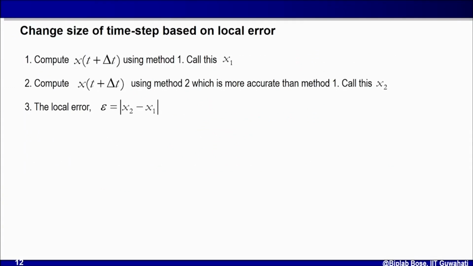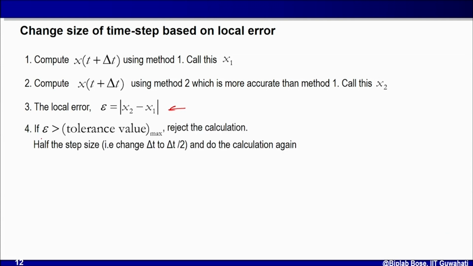So what I do, I have computed the error, then I use a logic. If this error is bigger than the maximum value of tolerance, that means the error is bigger than the error I will accept, I reject the calculation. I say this delta t is not good enough, and I reduce delta t to half of it, delta t by 2, and I go back again to step 1 and do the whole computation by method 1 and method 2 and calculate the error again.